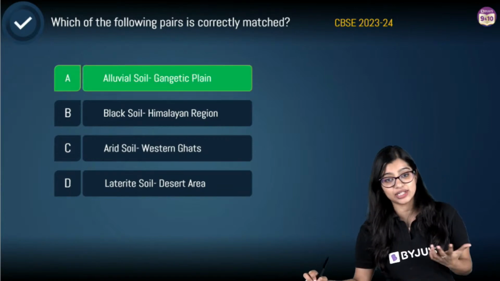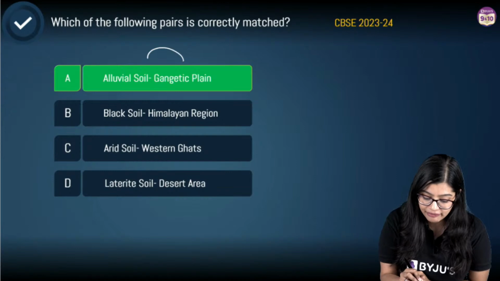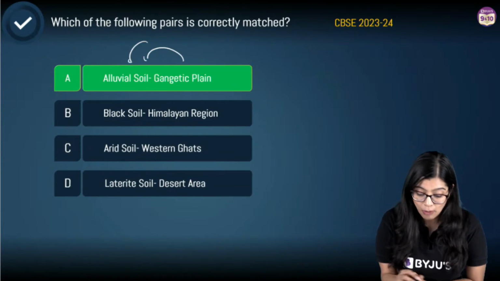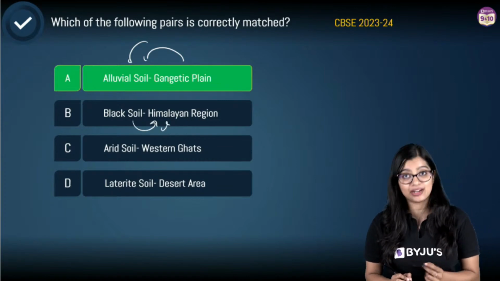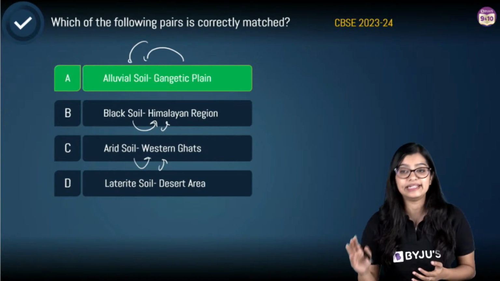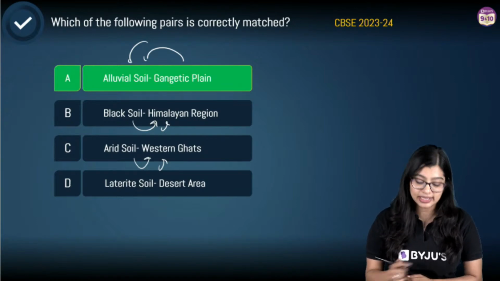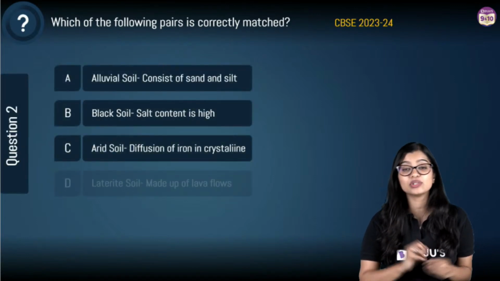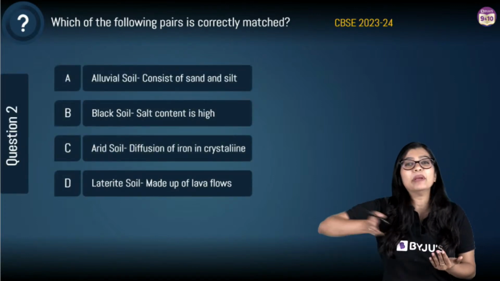We know that in the Gangetic plains especially, we find the alluvial soil and they are extremely fertile. While black soil is found in the plateau region. And we know that arid soil is mainly what we find in the desert areas. So in this case, the correct answer is option A. Beautiful. Moving on to the second question, which is a similar kind.